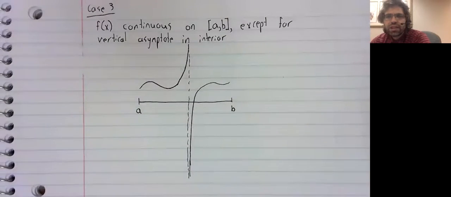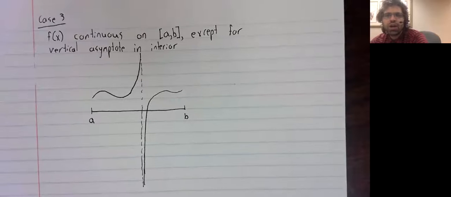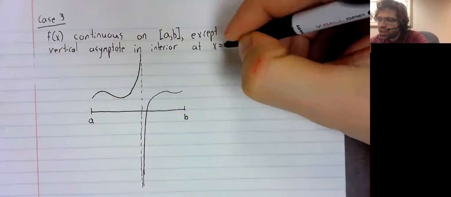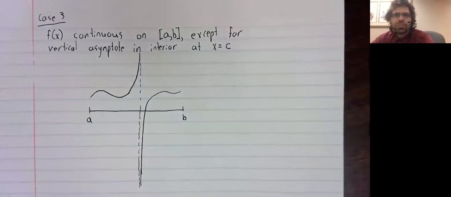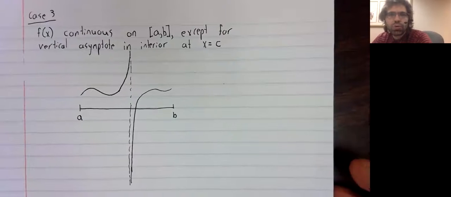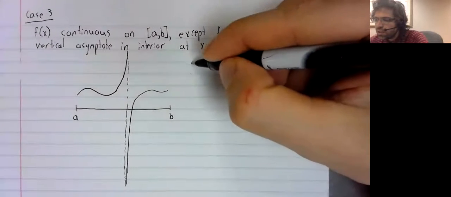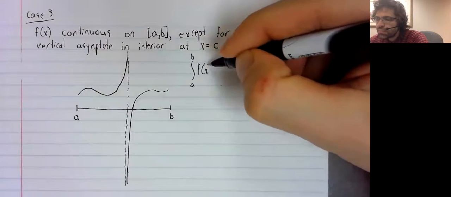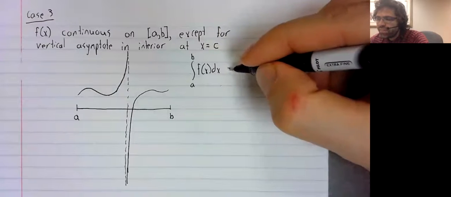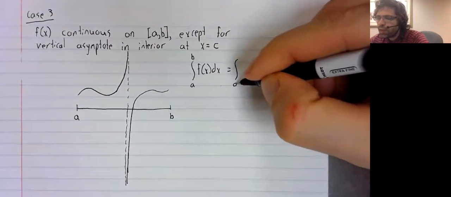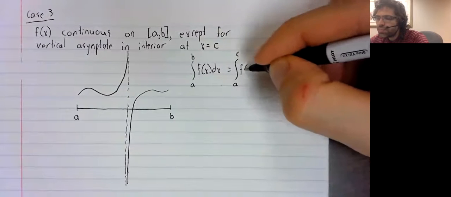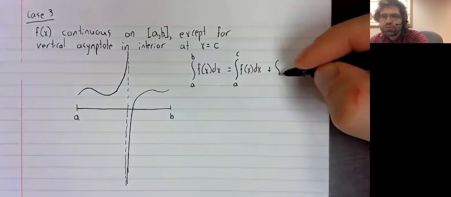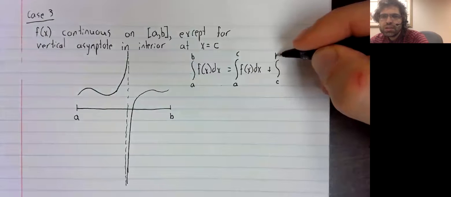We deal with this case in terms of the other cases. Let's give the location of the vertical asymptote a name. Let's call it C. Then the integral from A to B is the integral from A to C plus the integral from C to B.